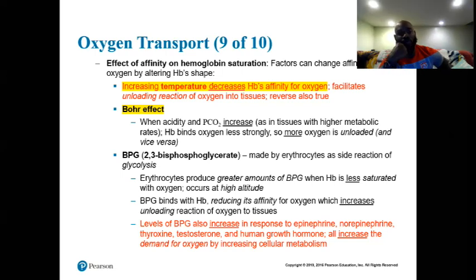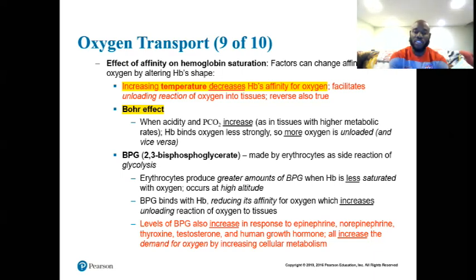And then you also have BPG, bisphosphoglycerate, which is made by erythrocytes as a side reaction of glycolysis. And basically, the levels of BPG also increase in response to epinephrine and norepinephrine, and they increase the demand for oxygen by increasing cellular metabolism. And this BPG binds with the hemoglobin, reducing its affinity for oxygen.